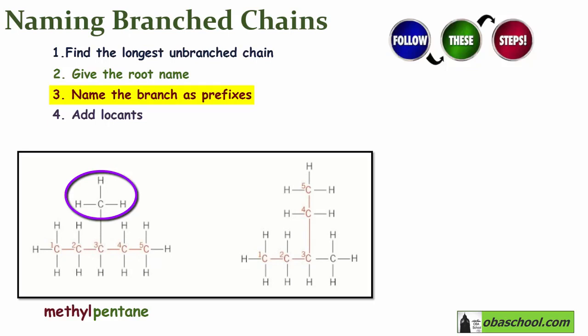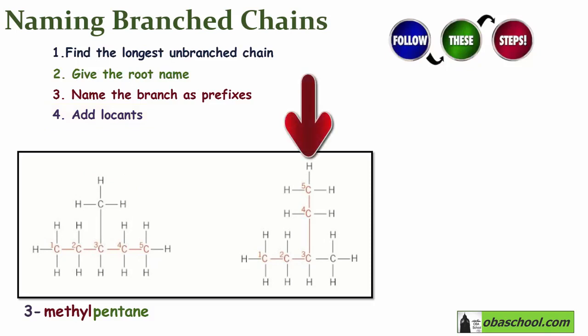So methylpentane. Let's find now the locant. So we have 1, 2, 3, 4, and 5. And if we count in the opposite direction, 1, 2, 3, 4, and 5, we will also obtain the number 3. So we will write 3-methylpentane.